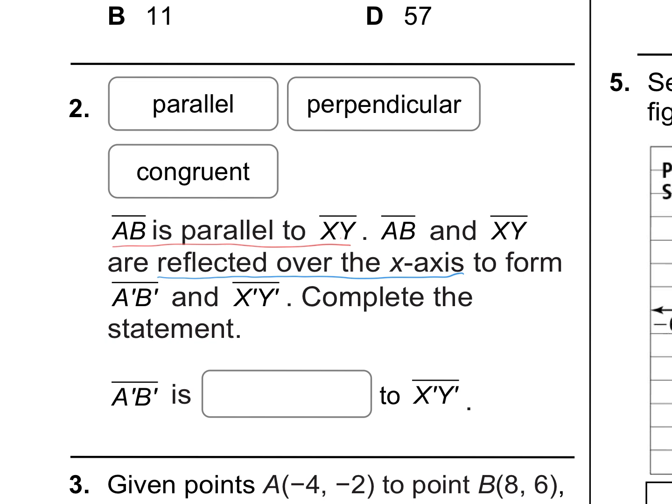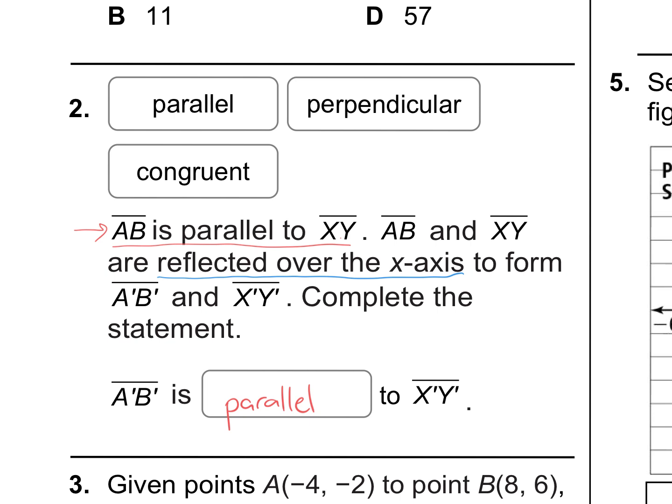What does this mean? The primes. What does that stand for? The new image, right? It wants us to complete the statement. AB prime is blank to XY prime. So the original AB is parallel to XY. What's AB prime compared to XY prime? It's still parallel.